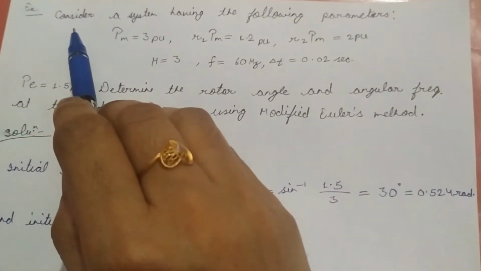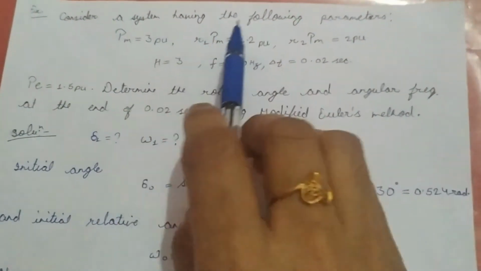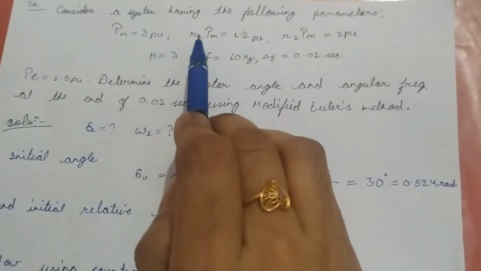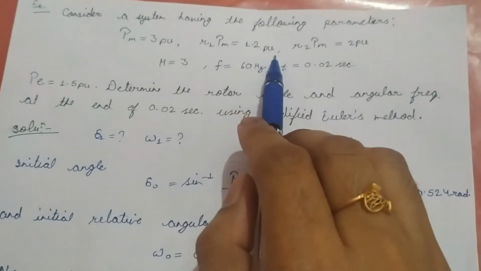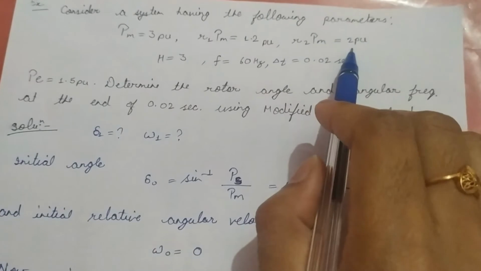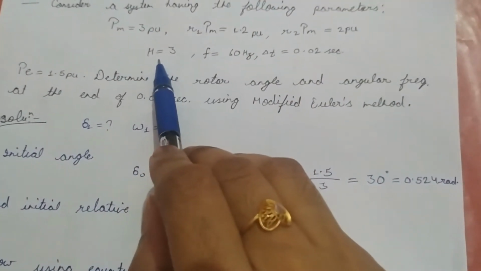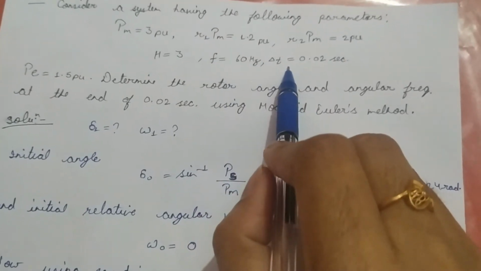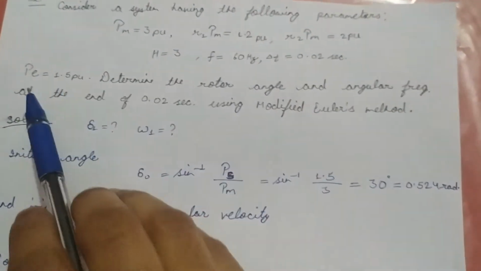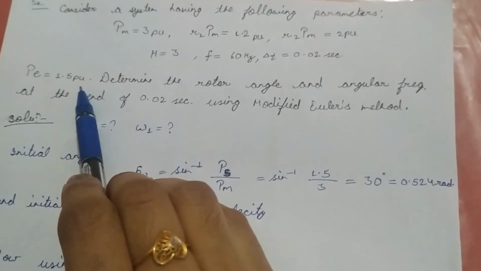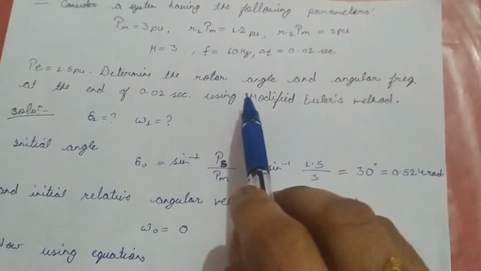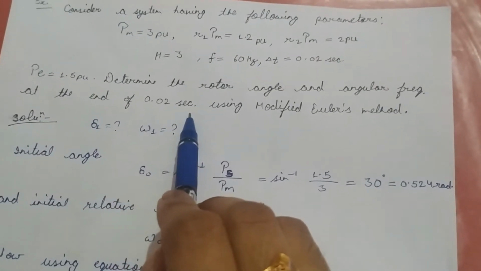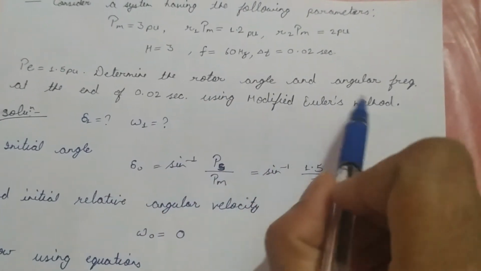So we have an example. Consider a system having the following parameters: Pm is equal to 3 per unit, r1 Pm is equal to 1.2 per unit, r2 Pm is equal to 2 per unit, H is equal to 3 per unit, f is equal to 60 Hz, and del t is equal to 0.02 seconds. If Ps is equal to 1.5 per unit, determine the rotor angle and angular frequency at the end of 0.02 seconds using modified Euler's method.